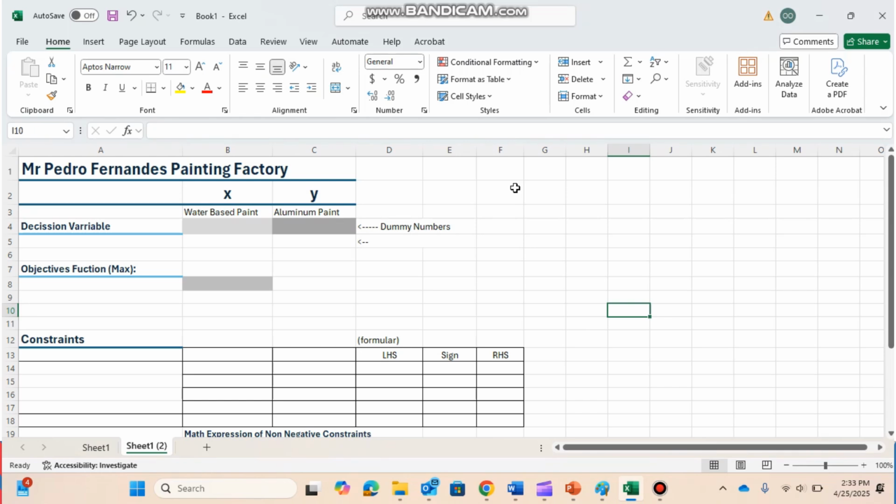Today we'll be looking at the practical example of how we can solve linear programming problems using Excel. In our previous video, we have gone through the key components of linear programming, which have been explained and given a series of examples, and today we're going to look at real world problems. I have a problem here.